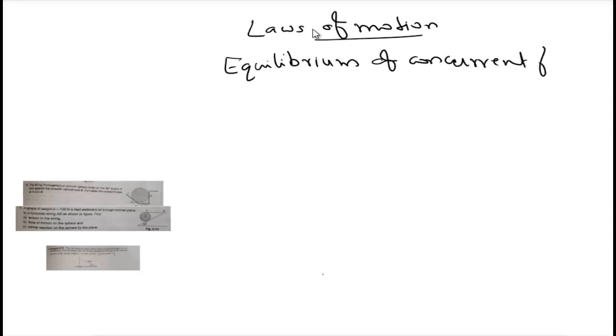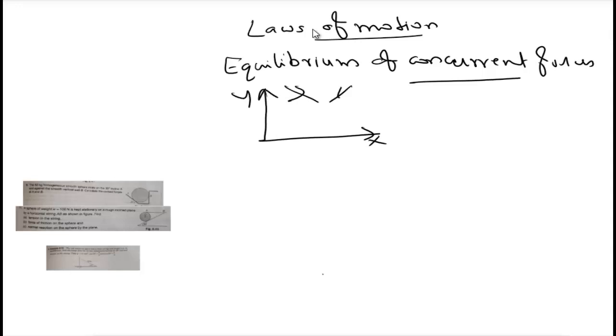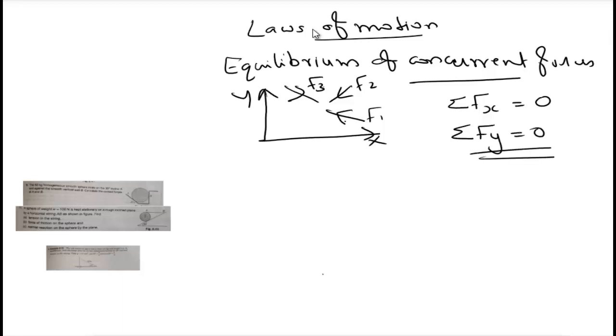Concurrent forces: if the forces are in the same plane, say an xy plane, and different forces are acting towards the same point, then those forces are concurrent forces. If the net force acting on that system is equal to 0, then those forces are under equilibrium. Since it is acting in the xy plane, I can write sigma Fx is equal to 0 and sigma Fy also equal to 0. Then the forces will be under equilibrium.